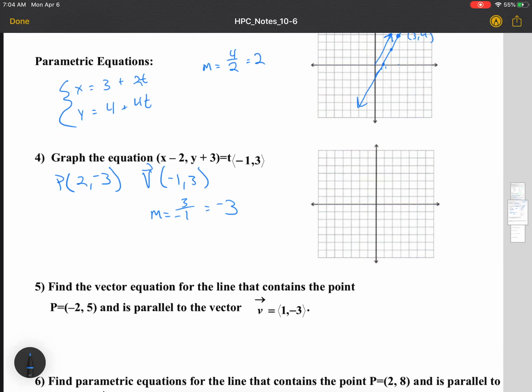So first thing I like to do, we're going to graph our point. We found our slope. We have our point, 2, -3. Okay, and we know we have a slope of -3. So you can go down 3 over 1, something like this. Except hopefully it's a straighter line. Not so squiggly. Okay, that's our point P.